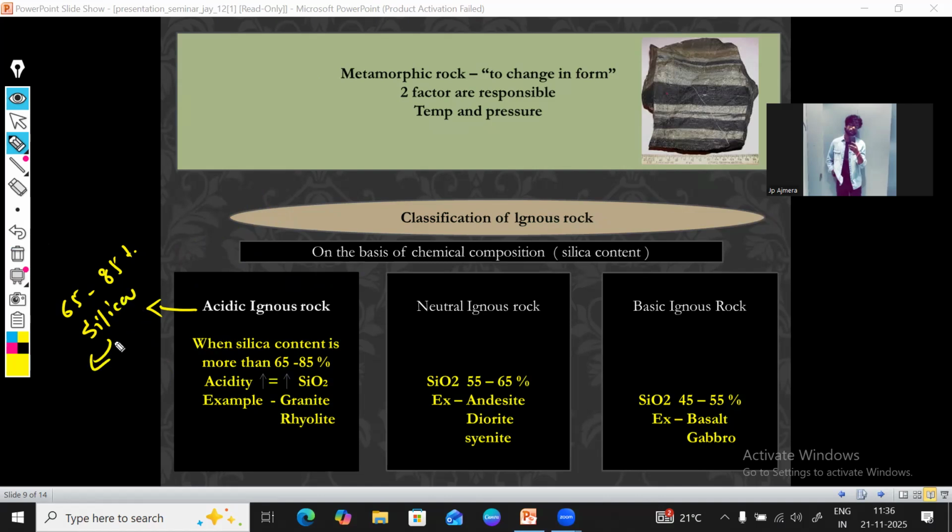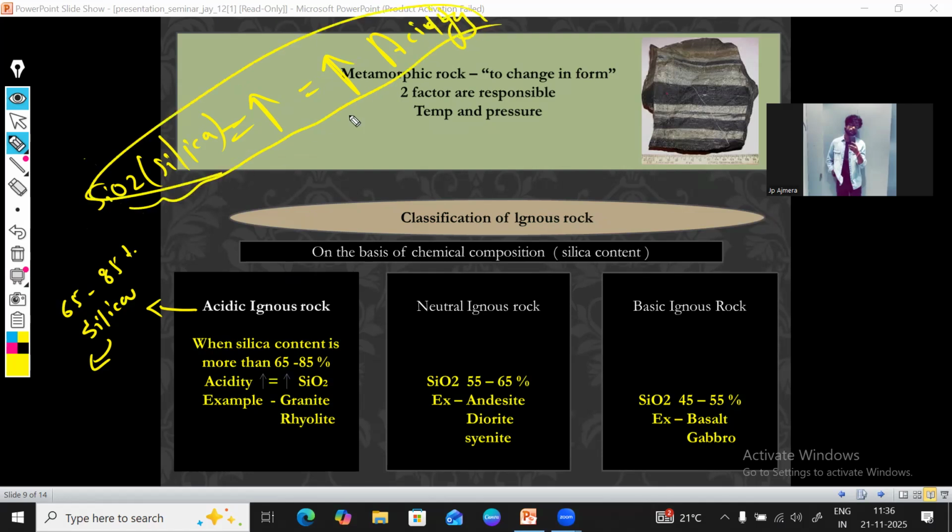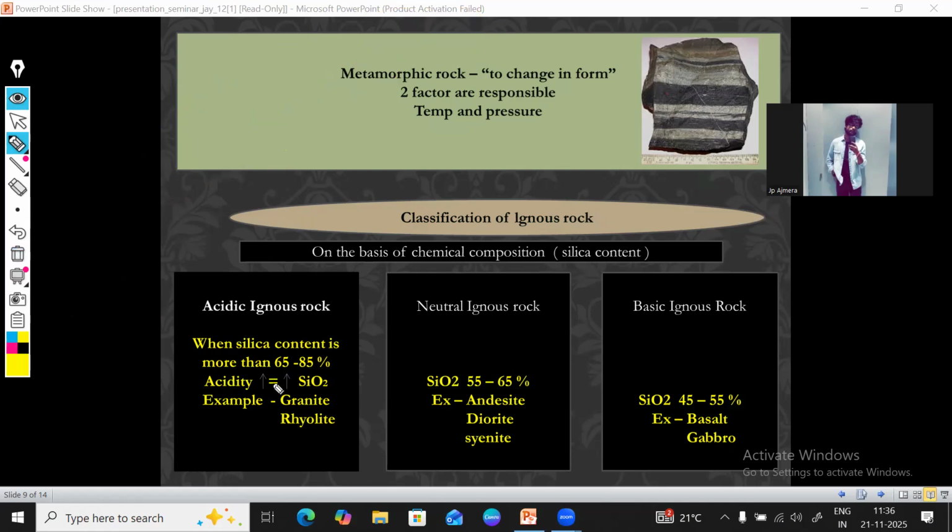All right. And there is one more funda about the chemical composition. When the SiO2 or silica content inside the rock increases, then automatically the acidity increases. Acidity increases with the silica content. So that is the formula we can remember. When 65 to 85% silica content is present in the rock, that rock is known as acidic rock.